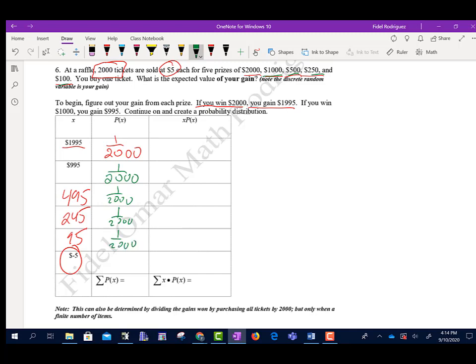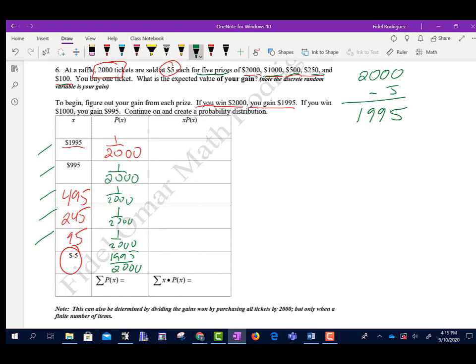So now I need to figure out what's the probability that I'm going to lose. So how many prizes are there? There's 5 prizes. So notice 1, 2, 3, 4, 5. In essence, there's 5 winning tickets. So if there's 5 winning tickets out of the 2,000, how many tickets do not win? 1995 don't win, right? So 1995 out of the 2,000 don't win, okay?